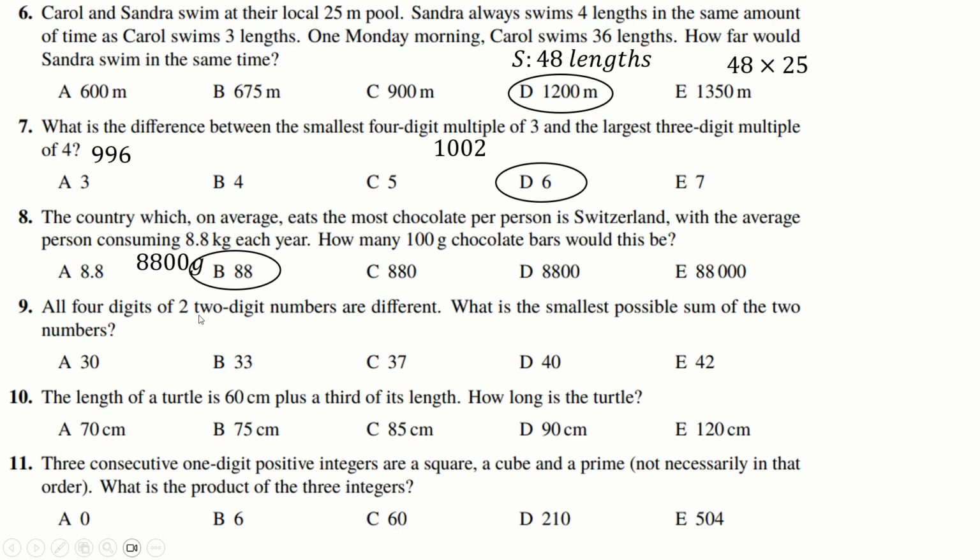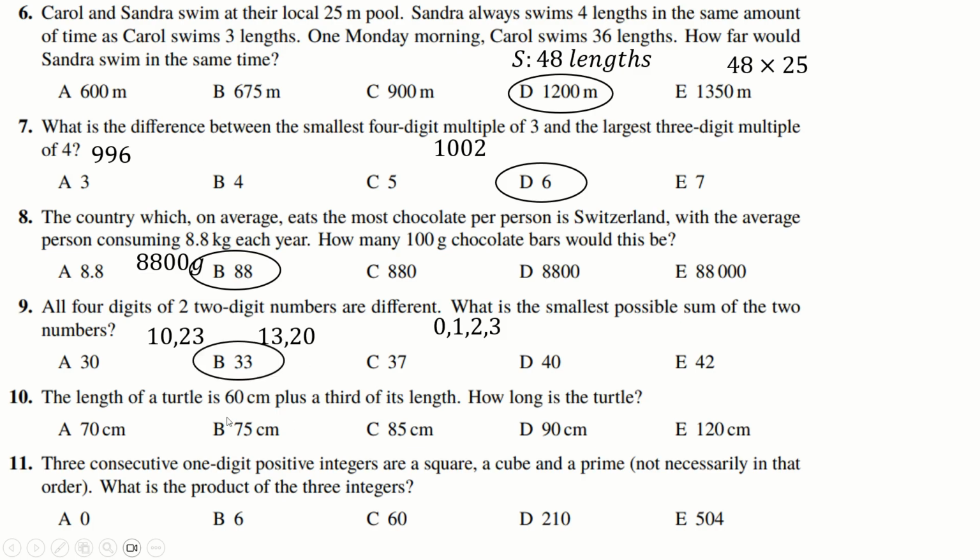All 4 digits of 2-digit numbers are different. So, okay, we want to make the smallest sum of all these things. Now, that means we want the digits to be as small as possible. So, it probably seems sensible to pick the digits 0, 1, 2, 3. Now, we can't have 0 as the first digit because that doesn't make a 2-digit number, but we can use 10 and 23. Or we could use 13 and 20. As long as we put the 1 and the 2 first to make the numbers as small as possible, the units digits aren't going to matter because when they add up, they're going to make the same thing anyway.